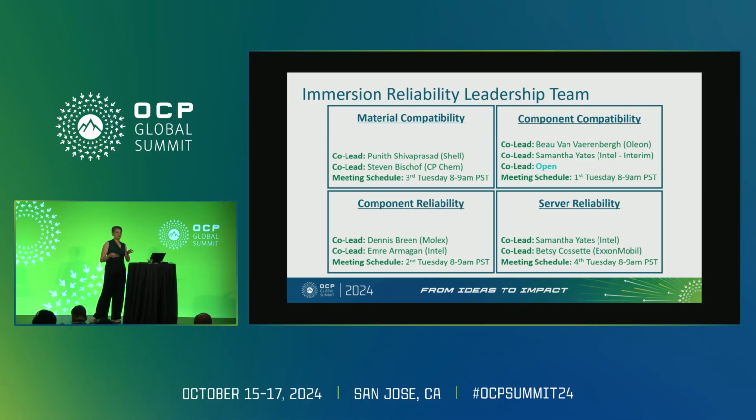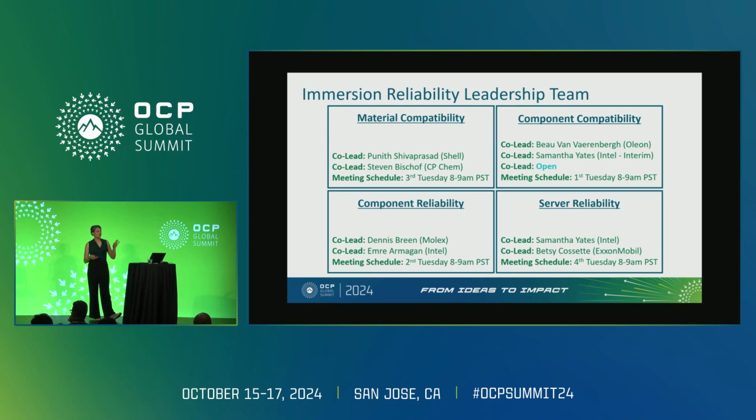I'm in there as an interim lead because I'm still kind of coordinating the white paper as we speak, but I'm an interim lead. The co-lead, of course, is still open for that as I transition back to server reliability. And the meeting schedule for that is 1st Tuesday, 8 to 9.